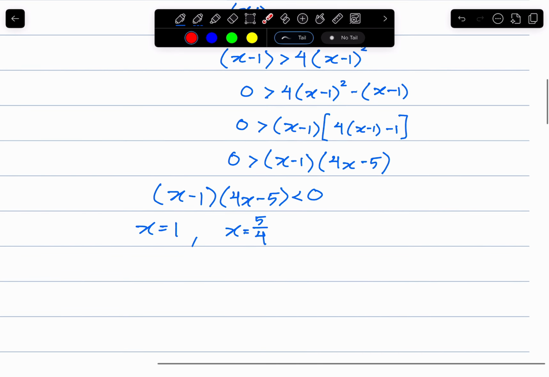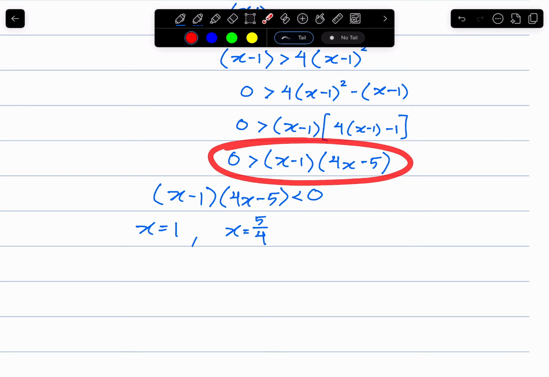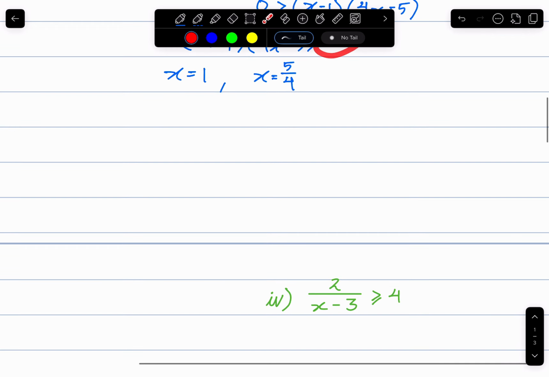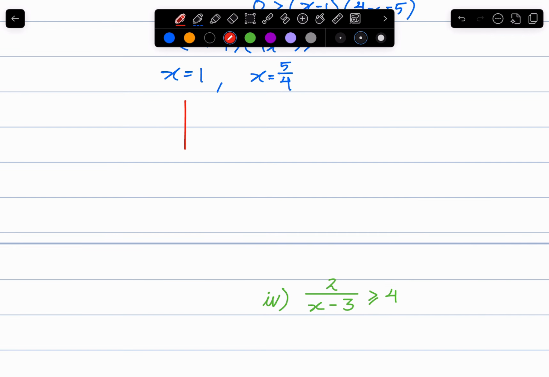It's now asking, where is this parabola less than 0? So sketching this, sorry, will look something like so. 1, let's just say, is here. 5 on 4 is 1.25. Obviously not to scale. That'd be 1, 5 on 4. So our parabola looks something like this.